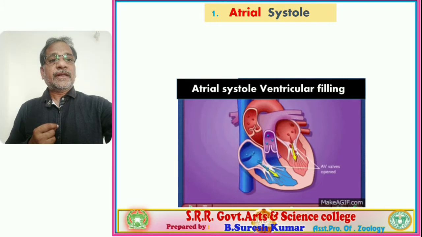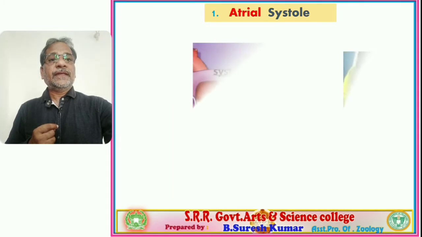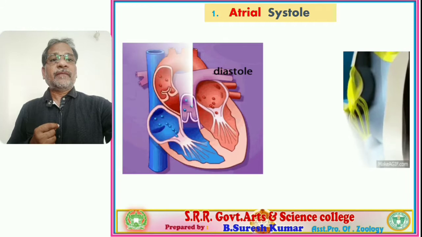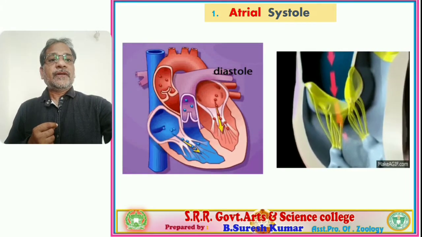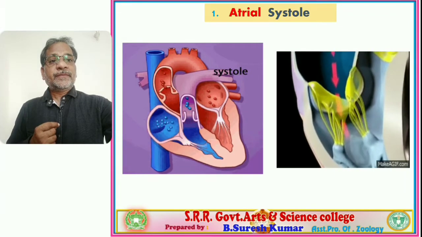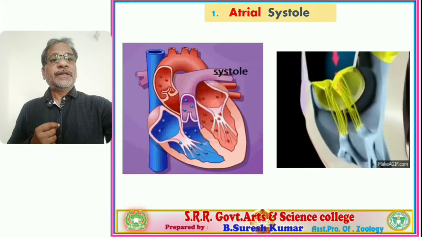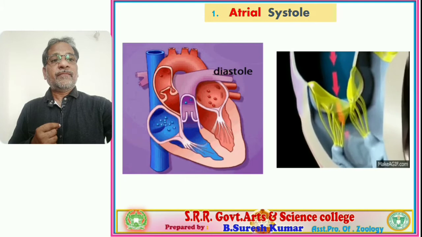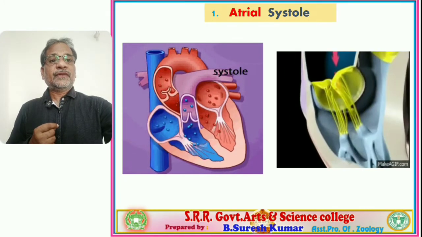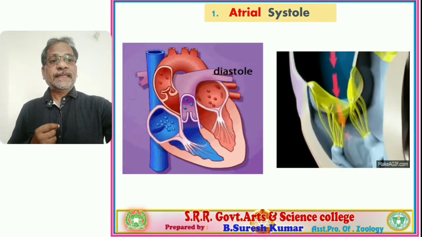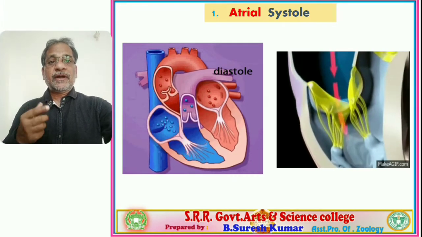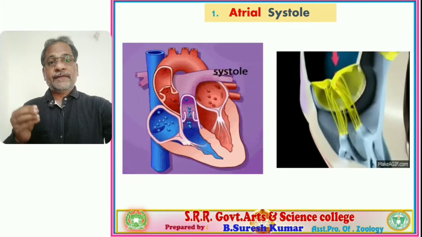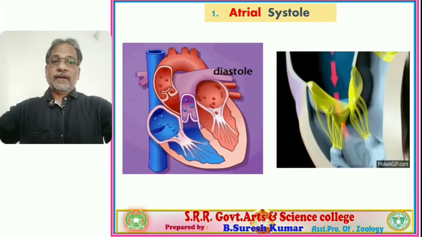Next we will see one more visual representation for atrial systole, in what way the bicuspid and tricuspid valves open and the blood is pumped. So this is atrial systole. So what does atrial systole promote? Pumping of the blood from atria to ventricle. Follow? Right, next.